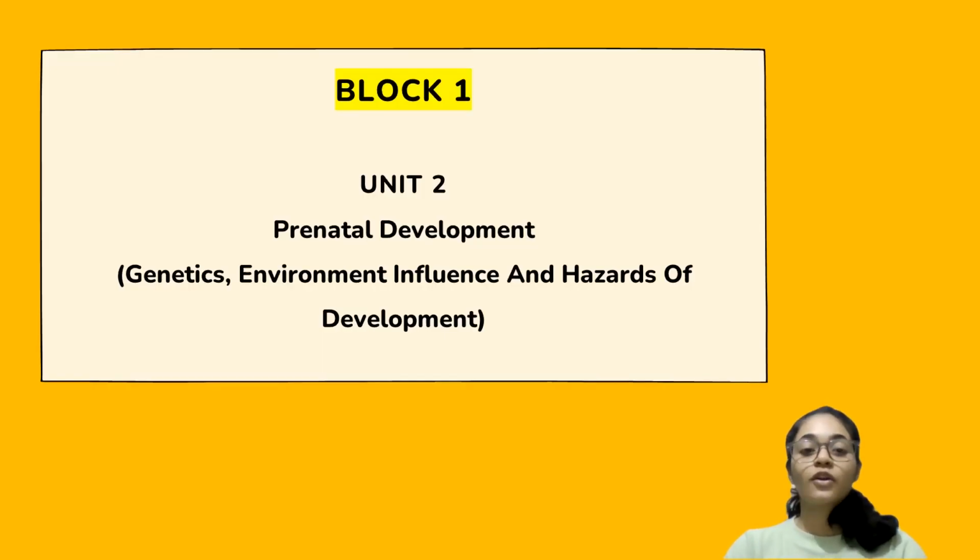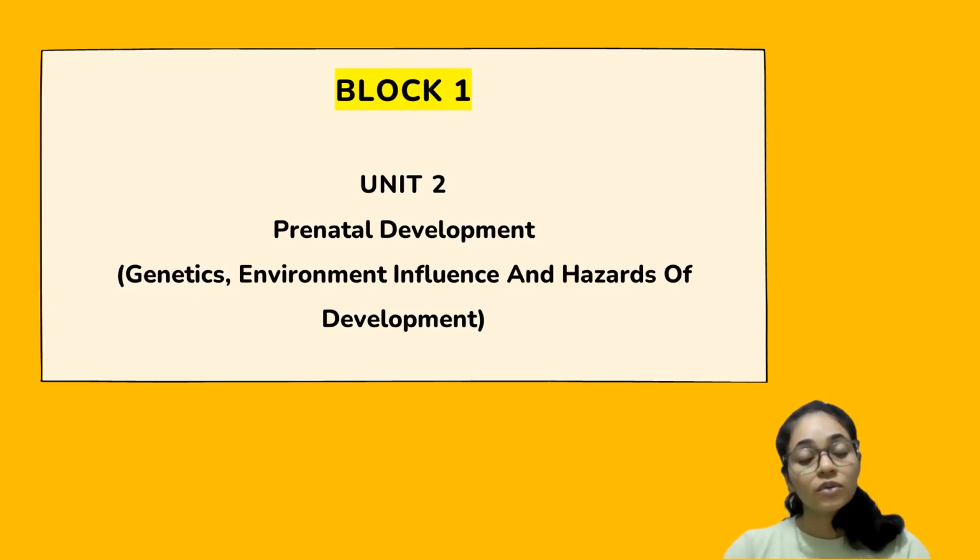Everyone, today we are going to be talking about Block 1, Unit 2, where we will study prenatal development, genetics, environmental influence, and hazards of development. In the previous unit, Unit 1, we looked at the basic overview of lifespan development. What is lifespan development? What are its characteristics? Why does lifespan development occur in stages? What are the stages it happens in? What are the changes it consists of, etc.?